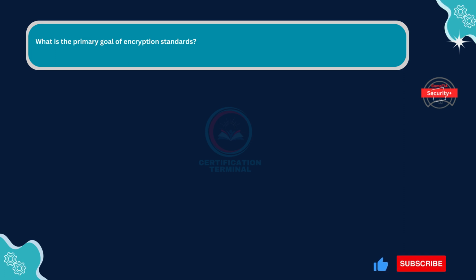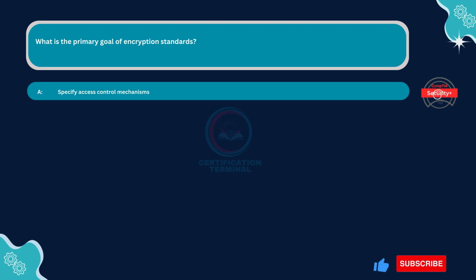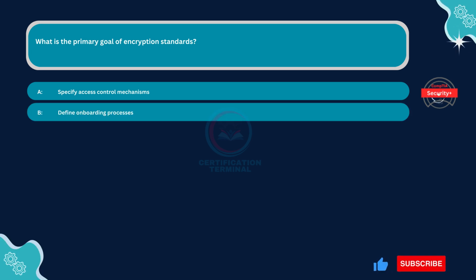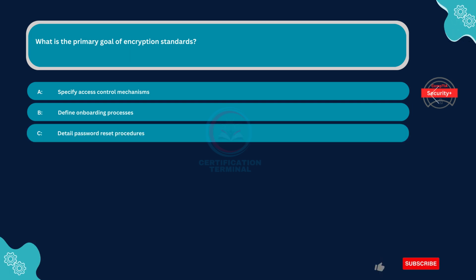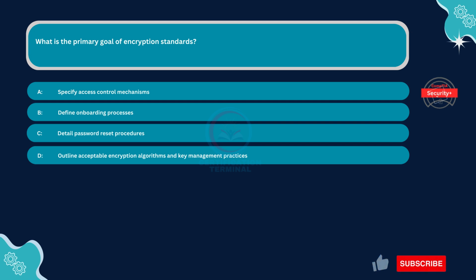Next question. What is the primary goal of encryption standards? Option A, specify access control mechanisms. Option B, define onboarding processes. Option C, detail password reset procedures. Option D, outline acceptable encryption algorithms and key management practices.